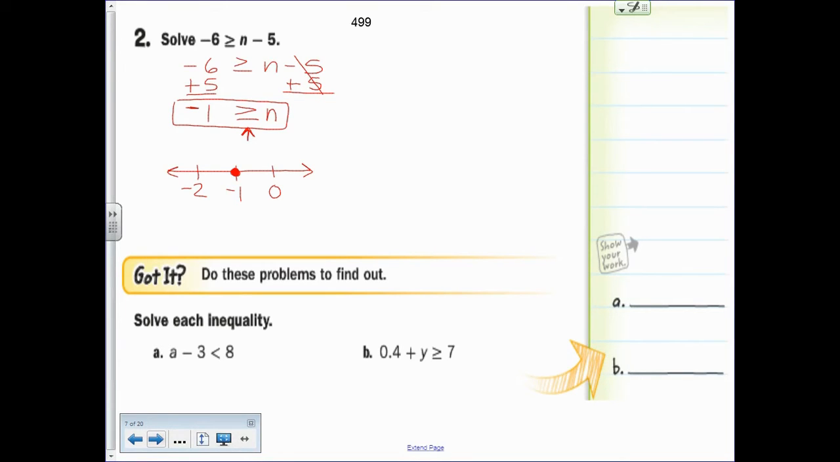Now, we have to determine, does my arrow go to the left or to the right? Well, I look at n, and n is small. So n is small. That means n is smaller than -1. Well, where are the small numbers on the number line? They are to the left. That means my arrow goes to the left.